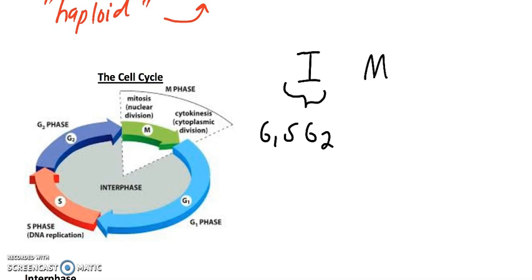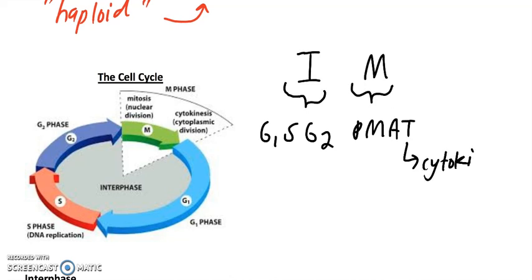The next part, this is when it's dividing. This is the mitotic part. This is a very short phase relative to interphase. This also has a few subdivisions. We have prophase, we have metaphase, anaphase, and telophase. And then under telophase, we have cytokinesis, where we eventually pinch the cytoplasm to make 2 cells.